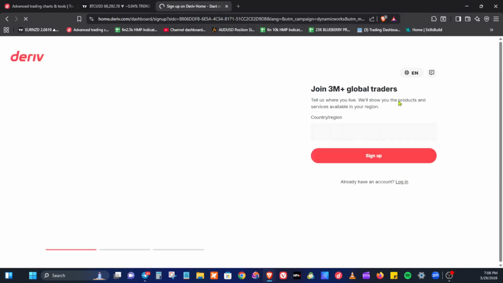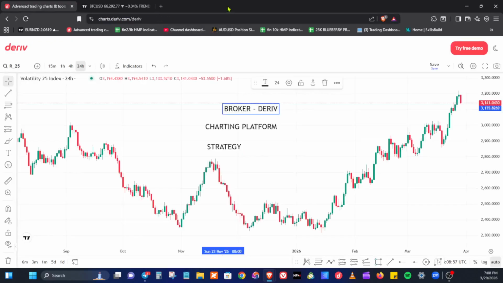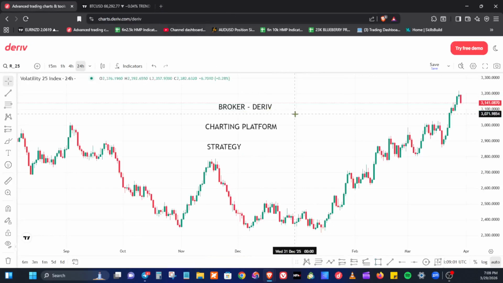I'm going to log into my dashboard because I've already opened an account here. So you go to deriv.com and then you create an account. Once you open an account with Deriv, you sign up just the way you open your broker. You sign up, you create an account, and you fund the account.